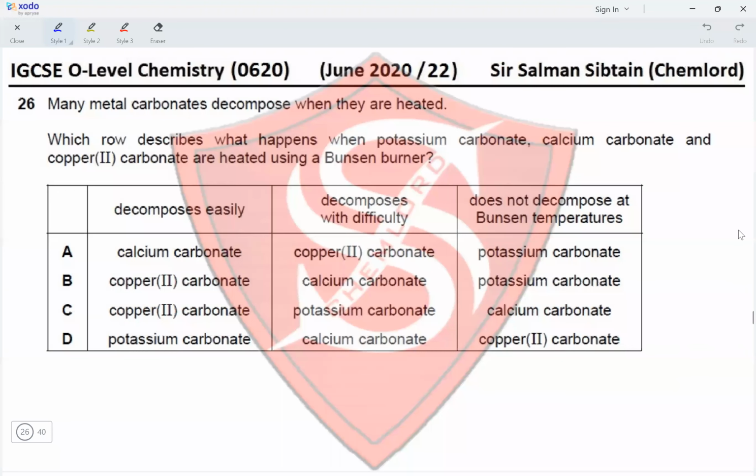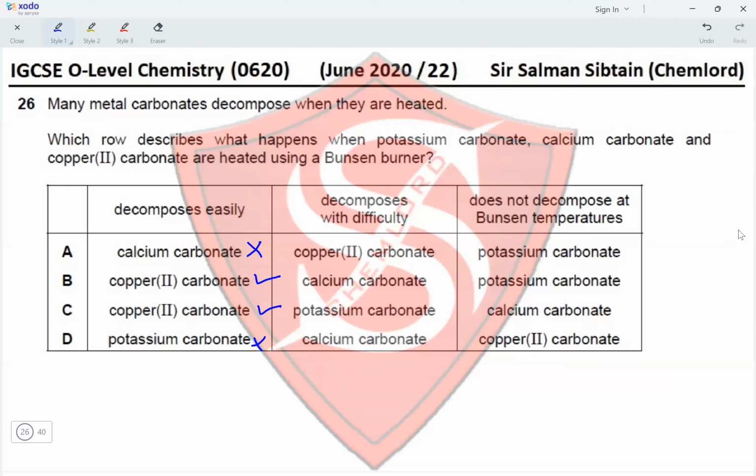Question 26. Many metal carbonates decompose when they are heated. Which row describes what happens when potassium carbonate, calcium carbonate, and copper(II) carbonate are heated using a Bunsen burner? So, decomposes easily. Out of these, the one with the largest cation would decompose the most easily. So that would have to be copper(II) carbonate. So this eliminates options A and D.